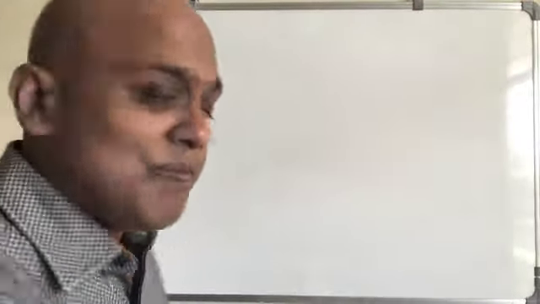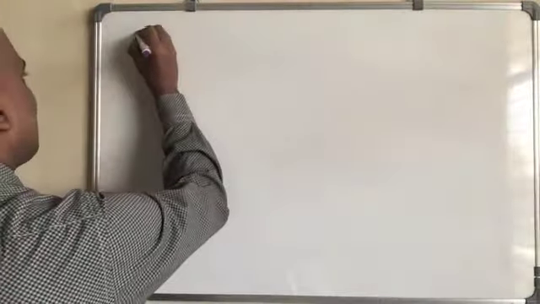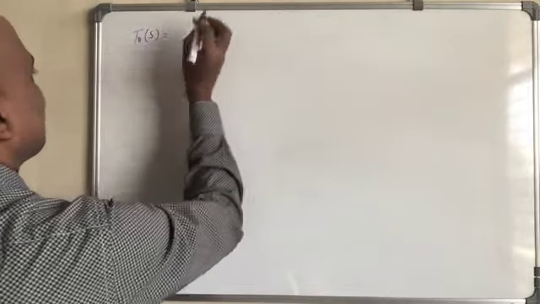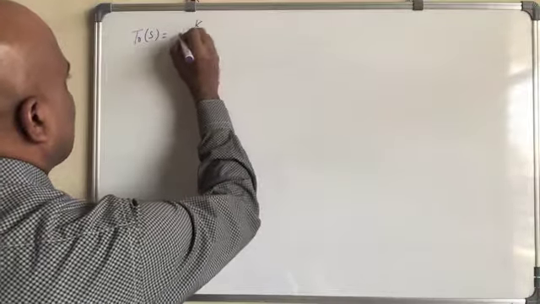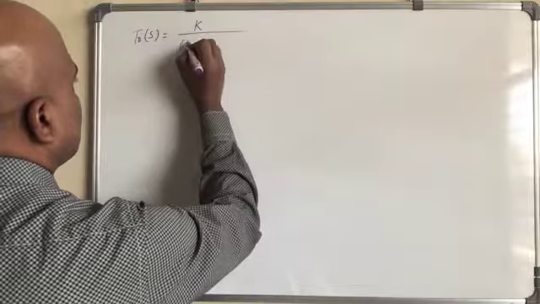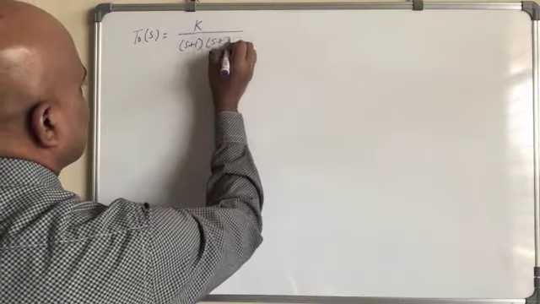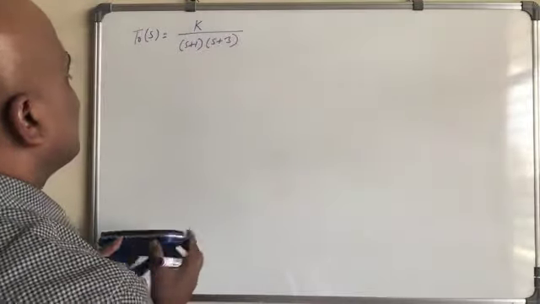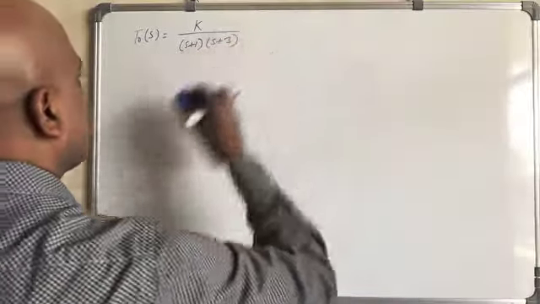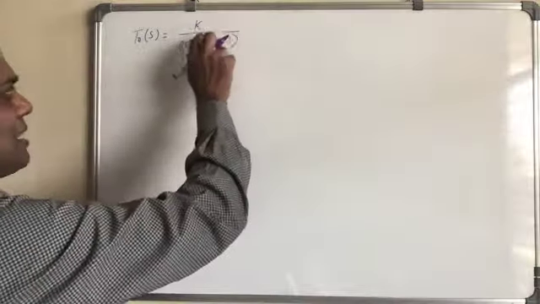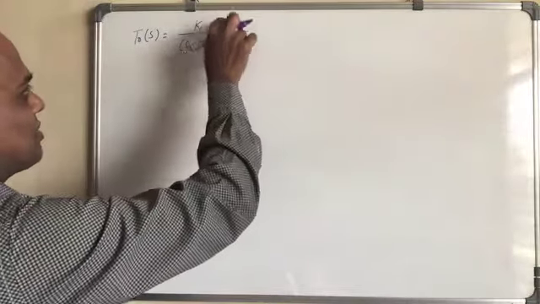Okay, let's take another example. Open loop transfer function T of S equal to K over S plus 1 times S plus 3. Earlier we had taken an example where we had S plus 2 here, so I'm not taking that.